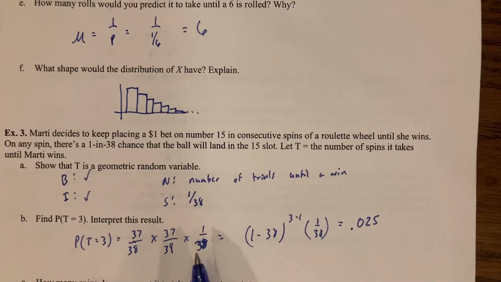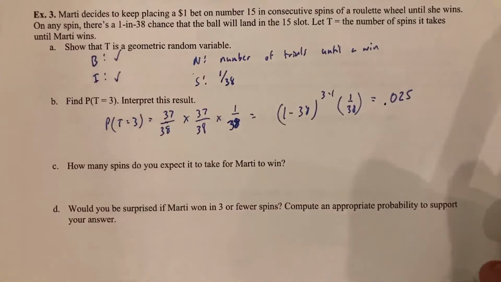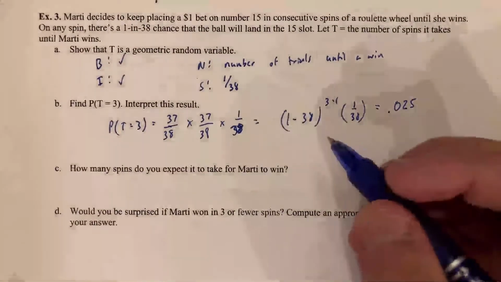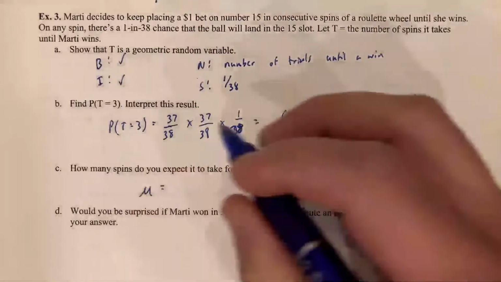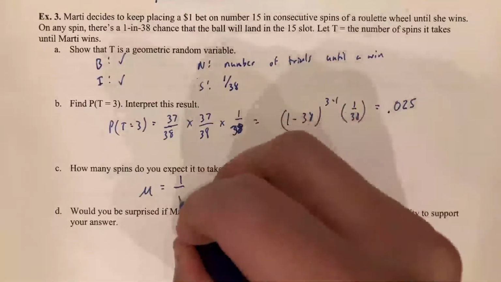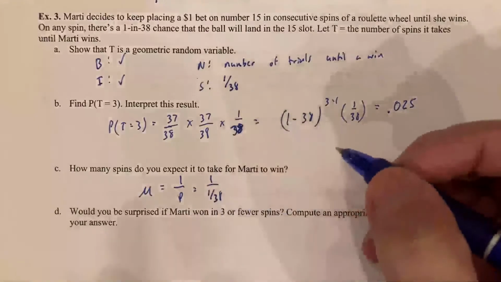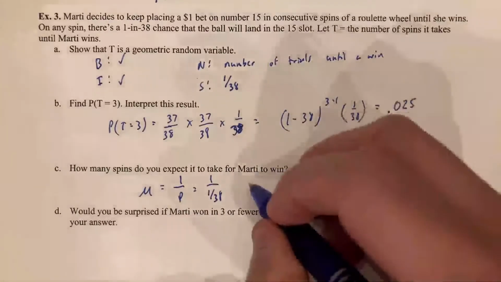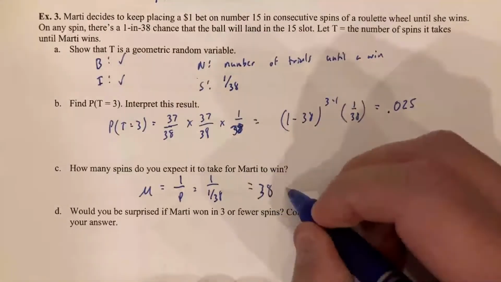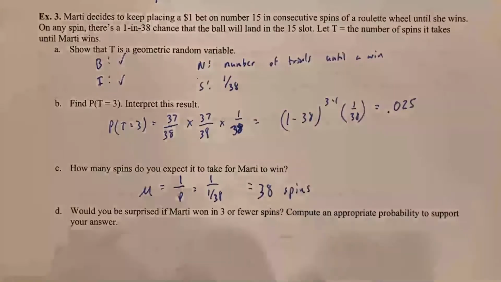Miss, miss, win. How many spins do you expect it to take for Marty to win? This is an expected value question, or an average question. In this case, the average is just 1 over p, which is 1 over 1/38, which is 38. It takes 38 spins.